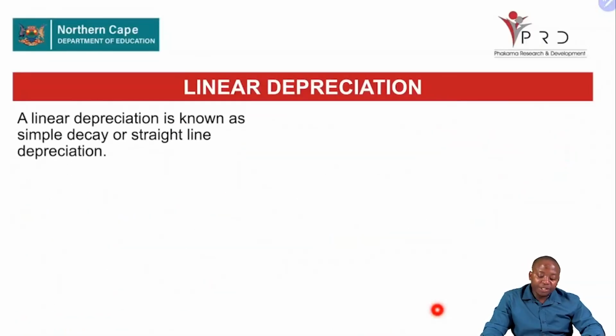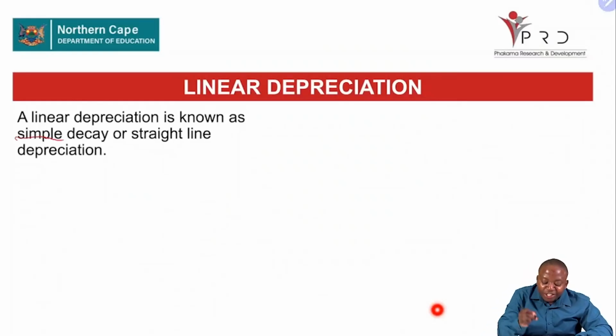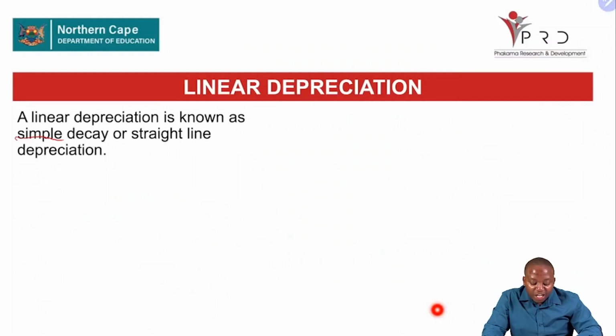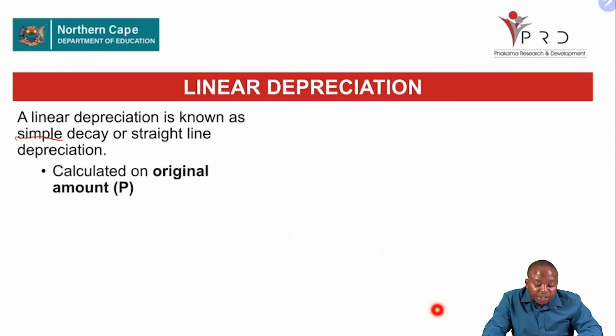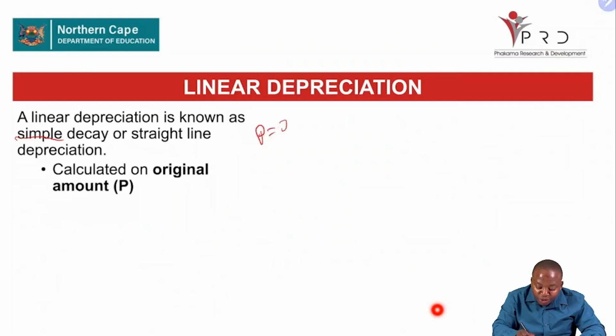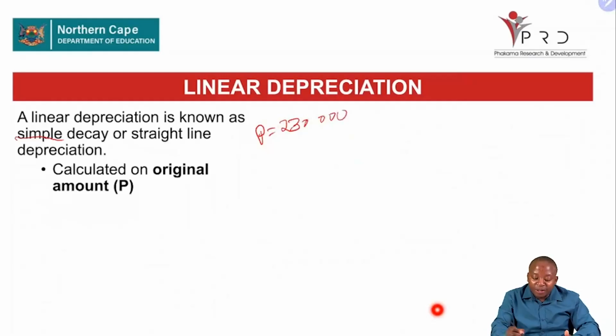Now, linear depreciation is also known as simple decay or straight line depreciation, as it uses the simple formula. It is calculated on the original amount, meaning year in and year out, our linear depreciation will be calculated from the initial original amount. So if our P is 230,000, like we had in the previous example, we will calculate depreciation once off on the 230,000. So that's what we will have in this case.